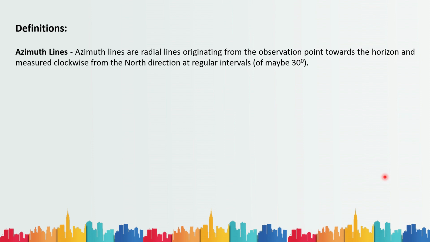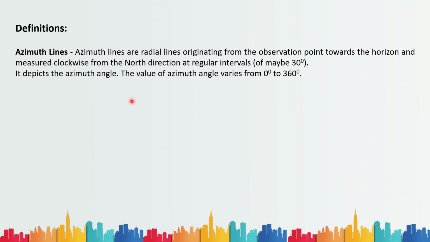Now I'm just going to show you some definitions here. Already we went through this. Azimuth lines. Azimuth lines are what? The radial line originating from the observation point, from O towards the horizon and measured clockwise from north direction. This is very important. It is measured clockwise from north direction at regular intervals. Usually what we saw is of 30 degree. The intervals are of 30 degrees. So north 0, 30 degree, like that, and 90 degree at east, so on and so forth.